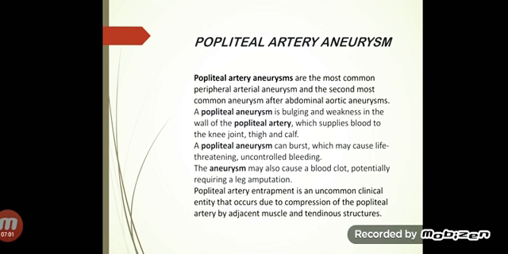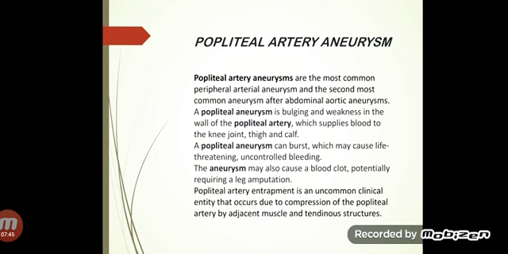Popliteal artery aneurysms. Popliteal artery aneurysms are the most common peripheral arterial aneurysms and the second most common aneurysms after abdominal aortic aneurysms. A popliteal aneurysm is a bulging and weakness in the wall of the popliteal artery, which supplies blood to the knee joint, thigh, and calf. A popliteal aneurysm can burst, which may cause life-threatening, uncontrolled bleeding. The aneurysm may also cause a blood clot, potentially requiring a leg amputation.